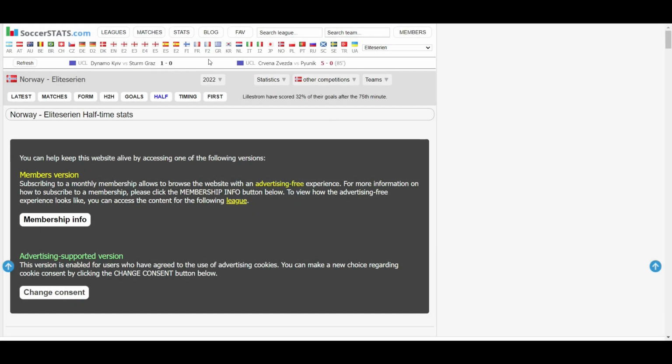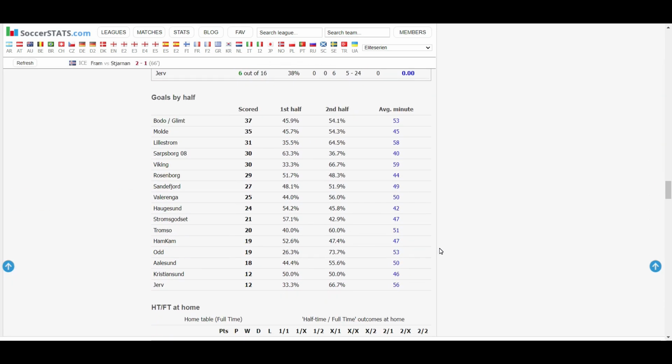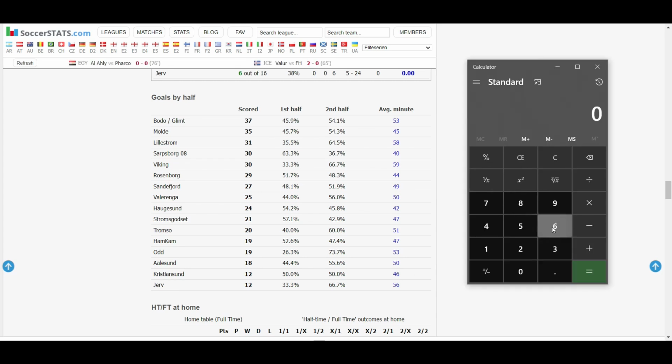1. Second half goal chance above 60%. Most people watching may be scratching their heads at this point, but this is very simple, so stick with me. If we look on Soccer Stats at any league, and then click half at the top, and then scroll down, we come to goals by half. Let's pick 2 teams. Let's pick Lillestrøm and Tromsø. Lillestrøm have 64.5% second half goals, and Tromsø have 60% second half goals. So we then take both percentages, add them together and divide by 2, and this gives us a 62.25% second half goal chance in the match.